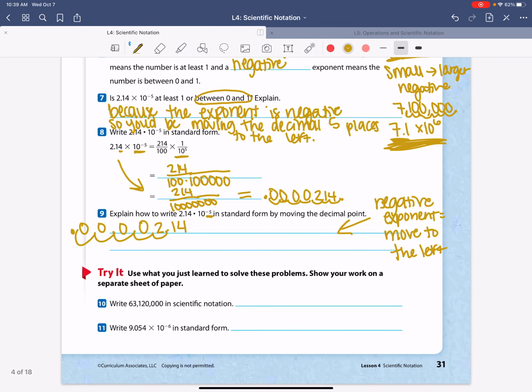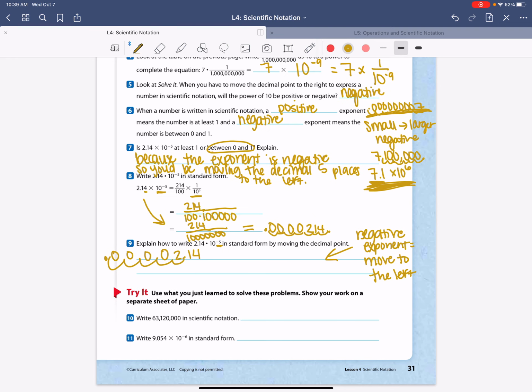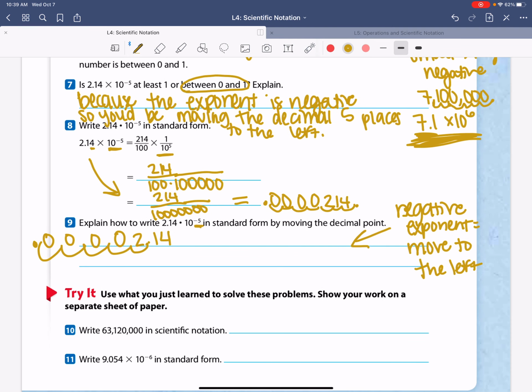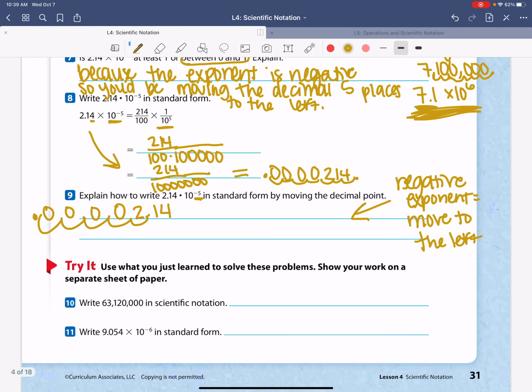All right, and then moving on to the try it. Please take a moment, if you haven't already done so, to actually try it on your own and then check yourself with this. All right, let's go ahead and review our try it. Use what you just learned to solve these problems. Show your work on a separate piece of paper.